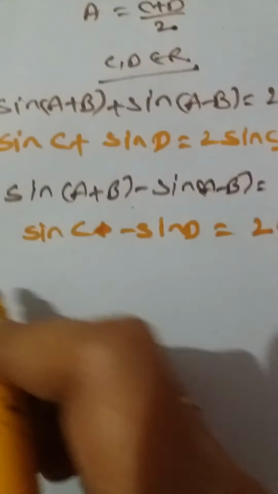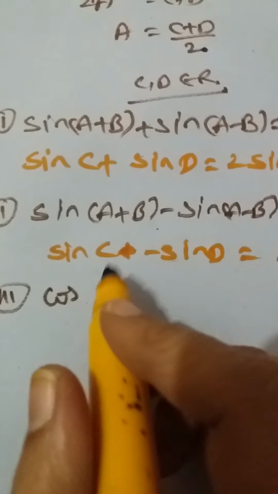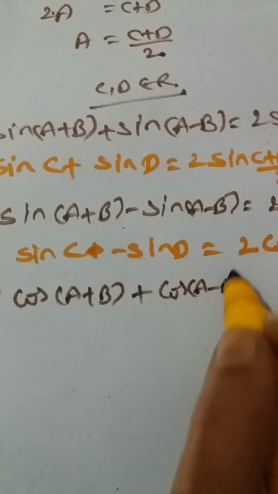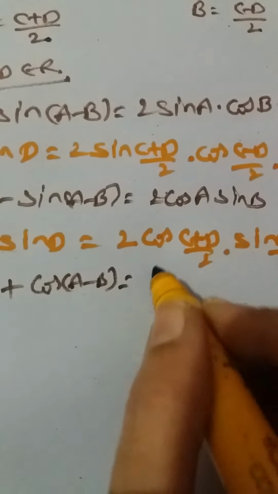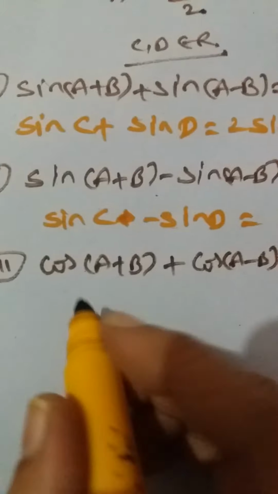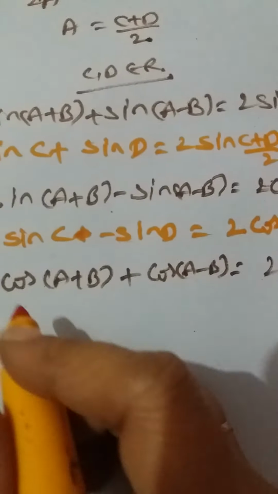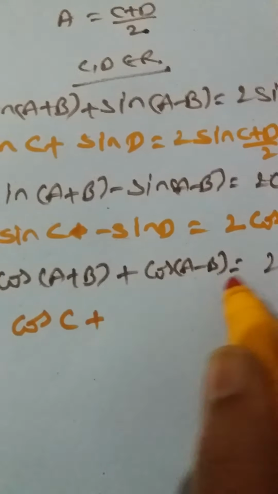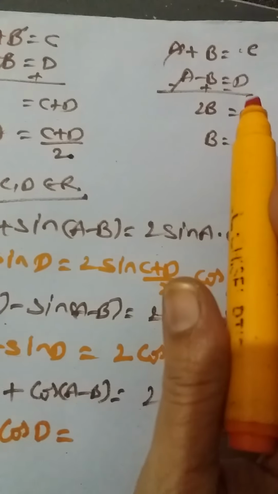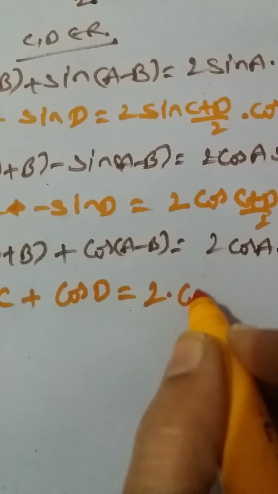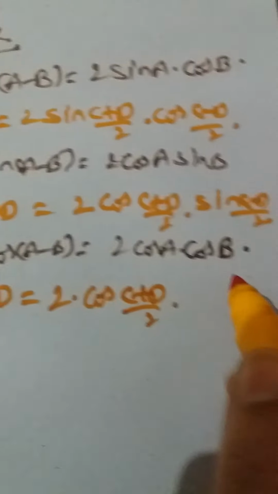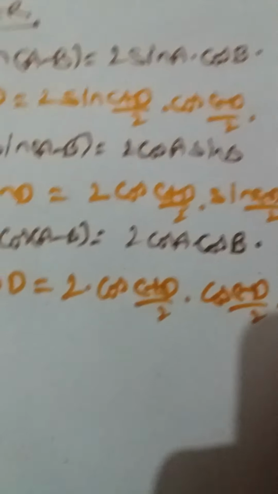Now let us go to the third formula. What is the third one here? cos(a+b) + cos(a-b) = 2 cos a cos b. Now see how it is transformed. a+b is c, and a-b is d. So cos c + cos d = 2 cos((c+d)/2) cos((c-d)/2).